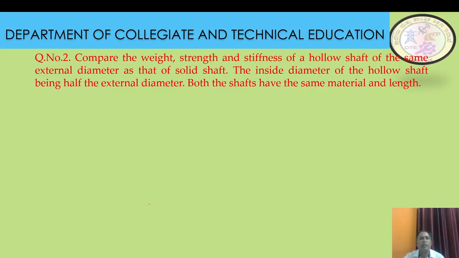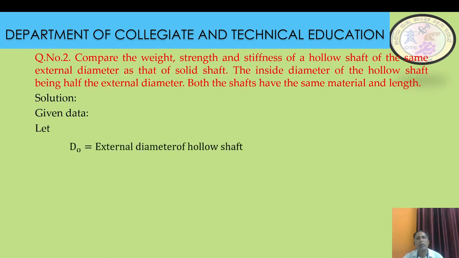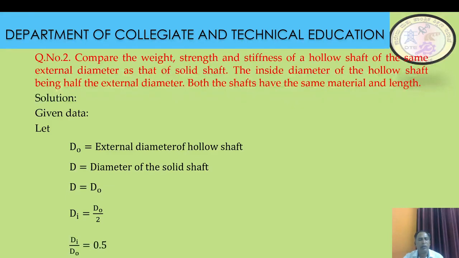So therefore first we will write down the given data. So here dO is the external diameter of the hollow shaft and D is the diameter of the solid shaft, and as the condition is, the diameter of the solid shaft is equal to the external diameter of the hollow shaft, and the internal diameter of the hollow shaft is half of the external diameter. These are the two conditions given, and that is di by dO is equal to 0.5.